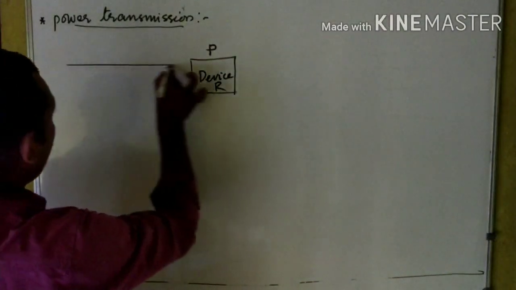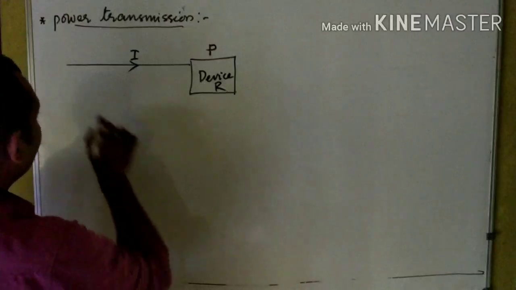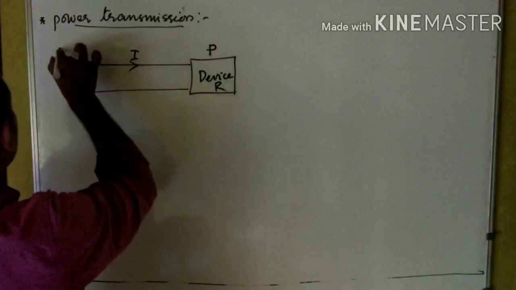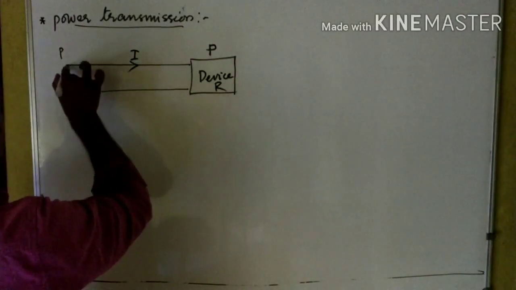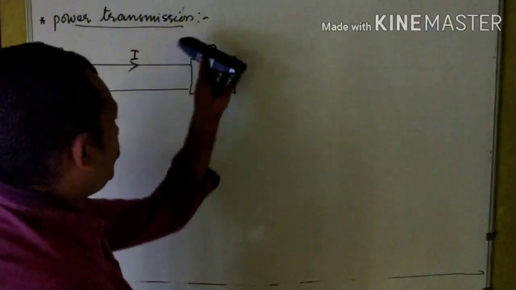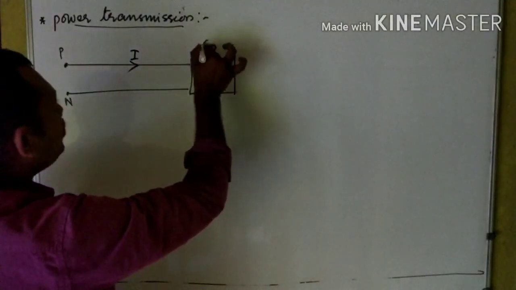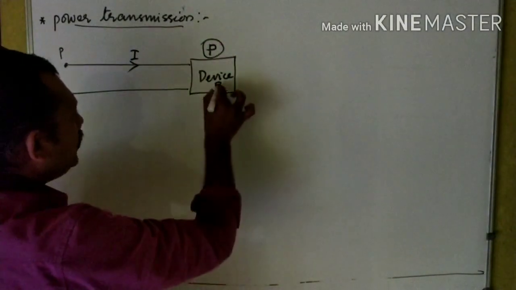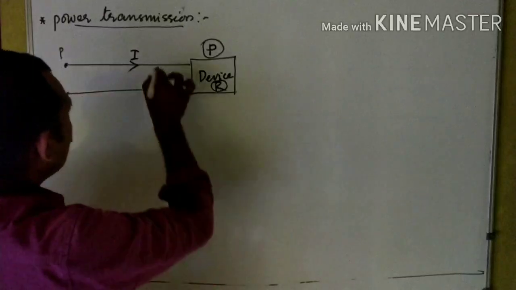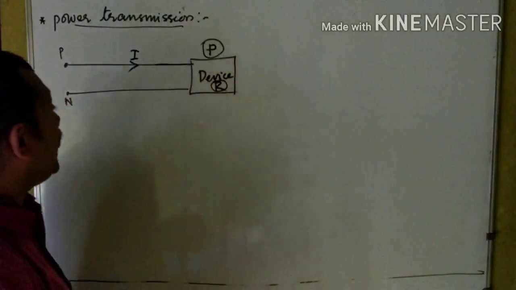Okay, so one transmission line gives power, a current I flows through this one, and this is the phase of the line and this is the neutral of the line, and these two are maintained with a potential difference V, or the potential difference available to the device is V. The power delivered to the device is P, the resistance of the device is R, the electric current through the device is I.